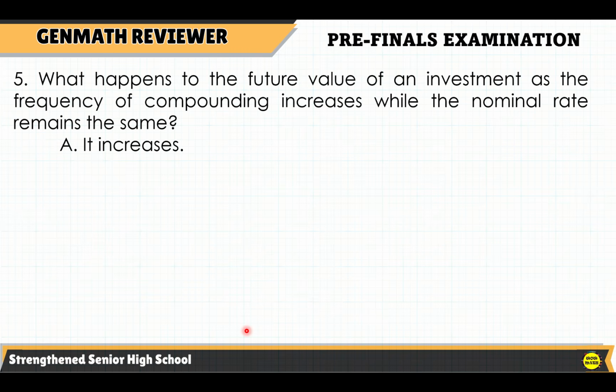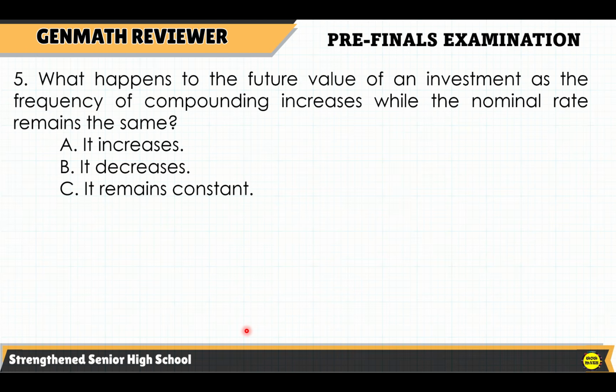Number 5. What happens to the future value of an investment as the frequency of compounding increases while the nominal rate remains the same? A, it increases. B, it decreases. C, it remains constant. D, it becomes zero. So what is the answer, class? What do you think? Letter A.